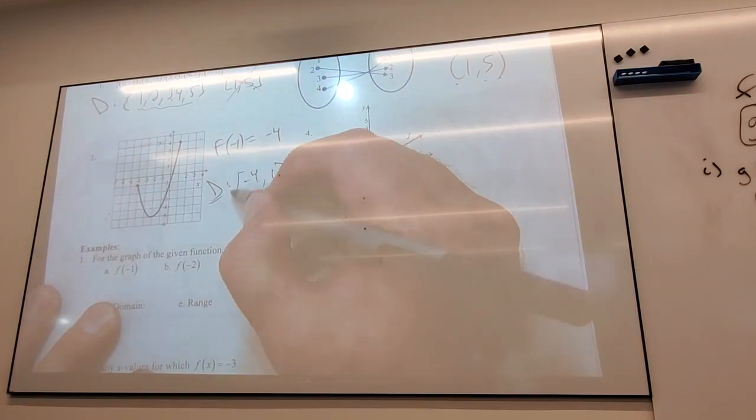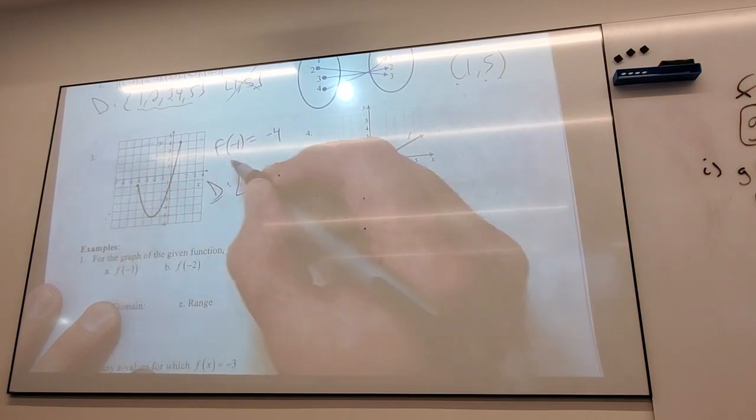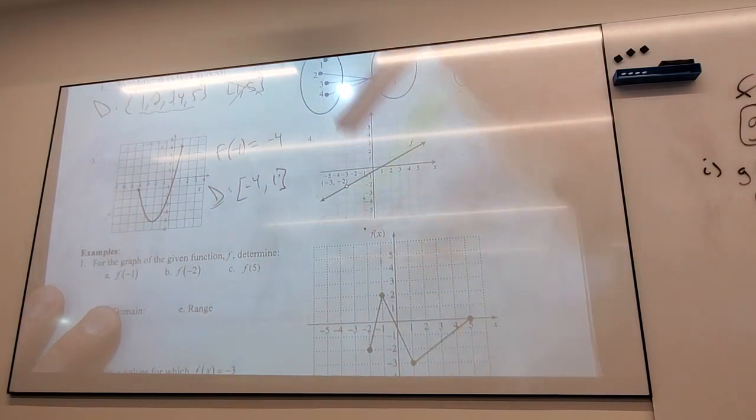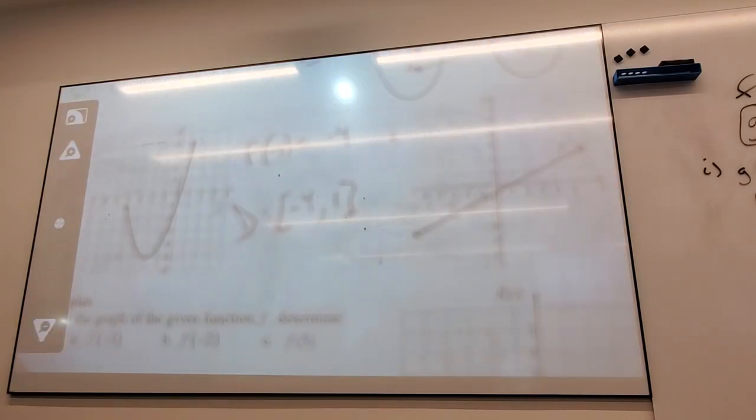When would I put parentheses? What would have to be here to put parentheses? An open circle. But that's closed, right? You zoom in, you can see that.